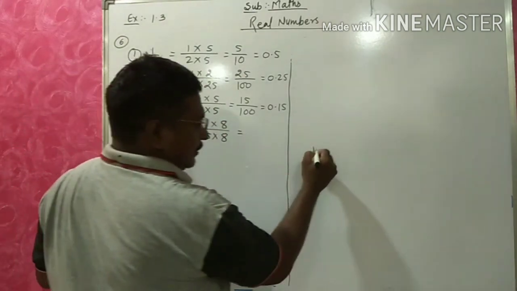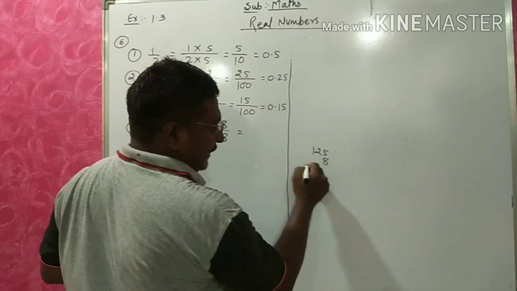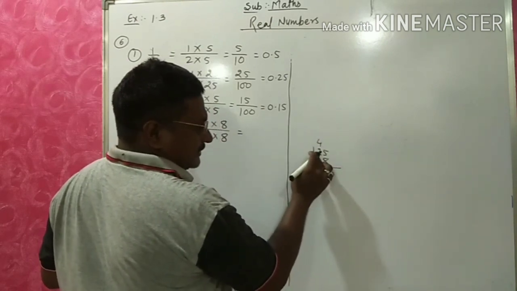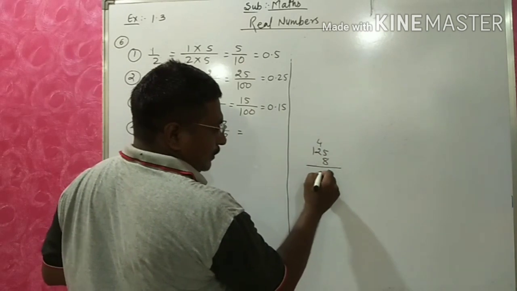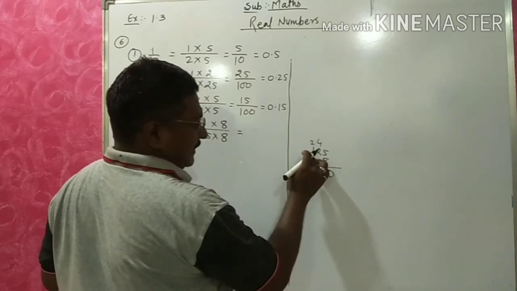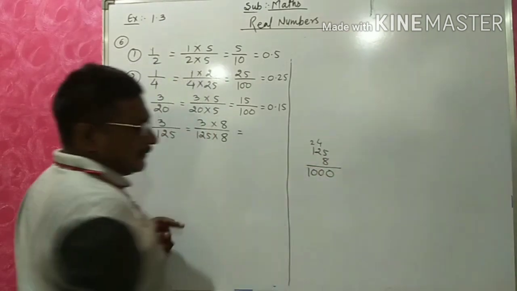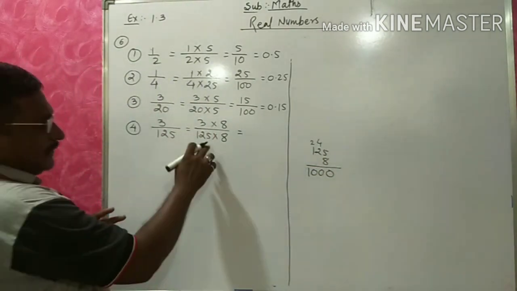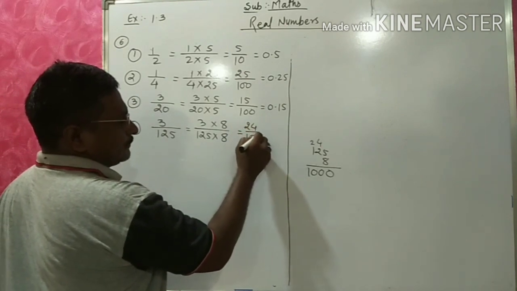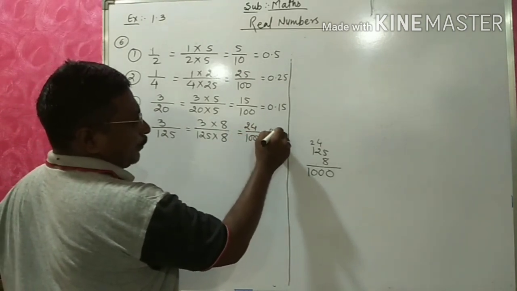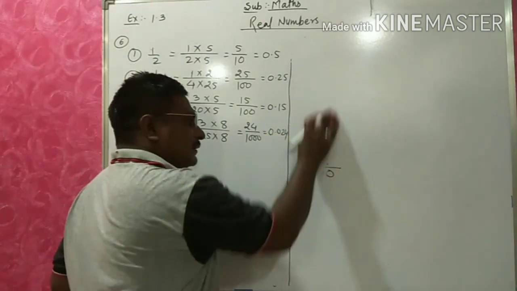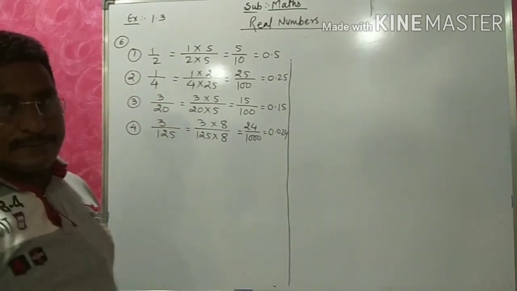Check it. 125 into 8. 8 5s are 40. 8 2s are 16 plus 4, 20. 8 1s are 8 plus 2, 10. Coming 1000. So the numerator is 8 times 3, 24 by 1000. So what will we get? 0.024. So these are the terminating decimals.